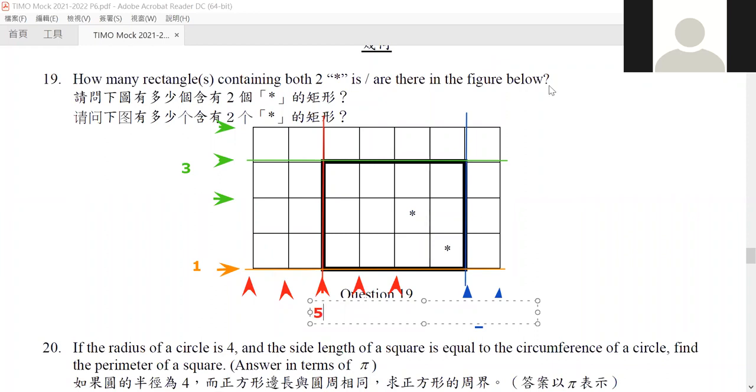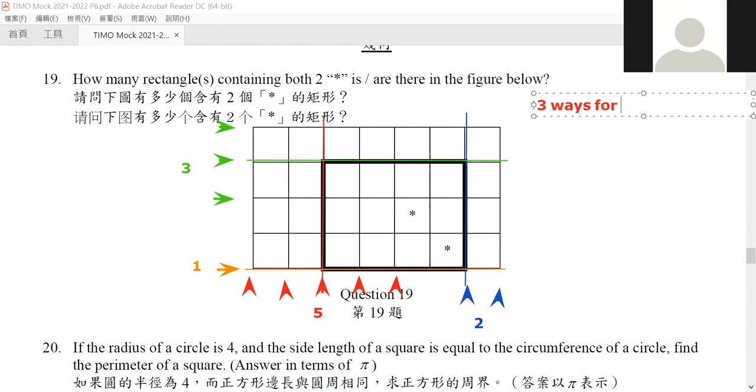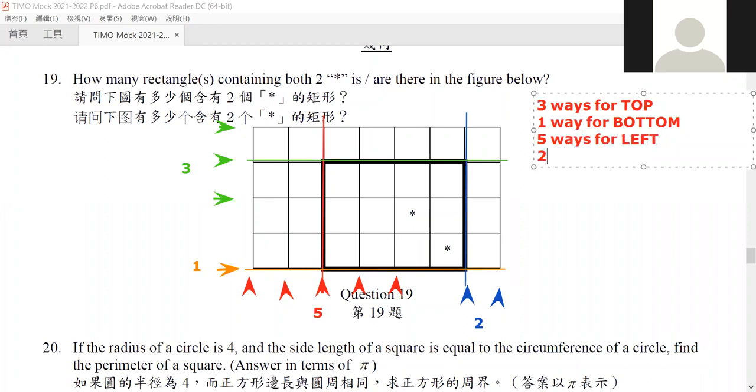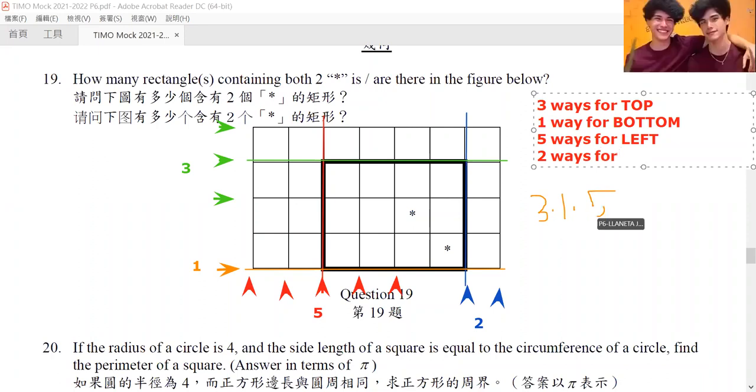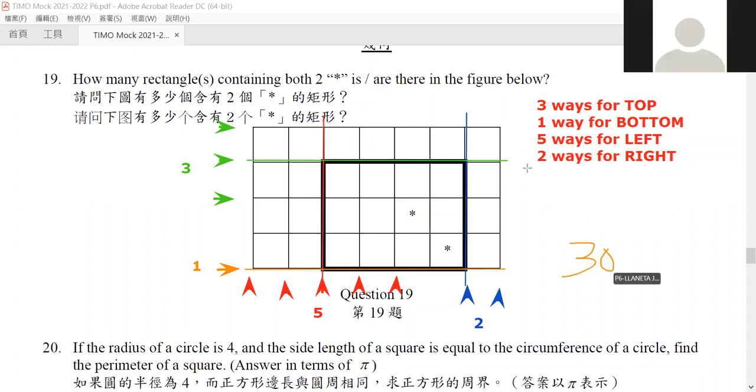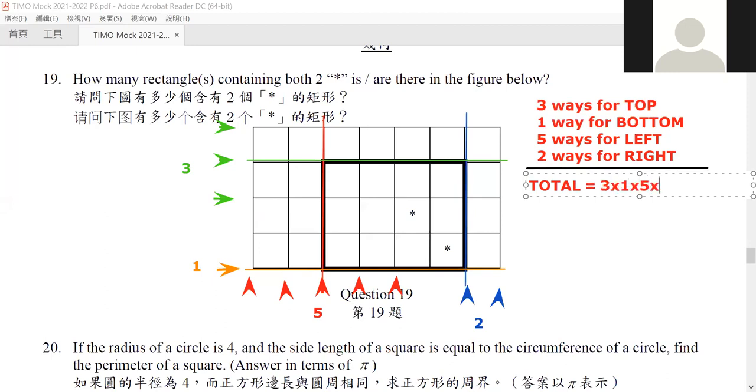So let me write it down now. We have three ways for our top, one way for the bottom, five ways for our left, and two ways for our right. Three times one times five times two is yes, 30. Exactly. So by the rules of multiplication, the total will be equal to 3 times 1 times 5 times 2, which equals 30. Okay.